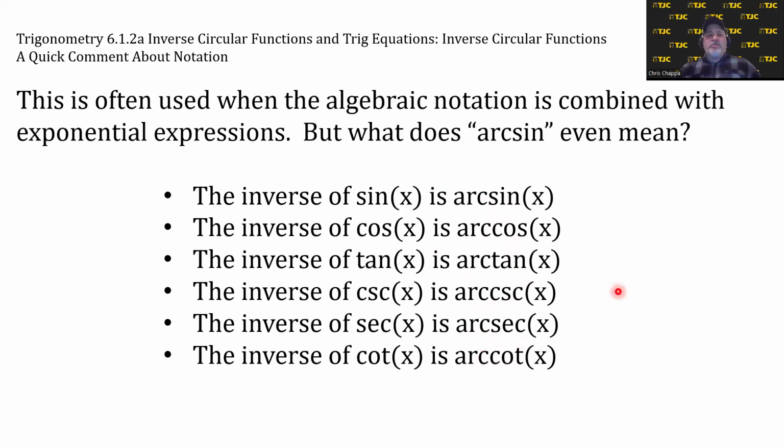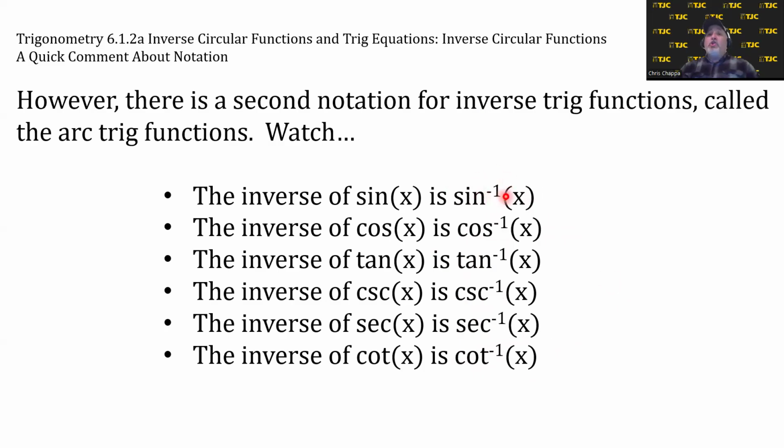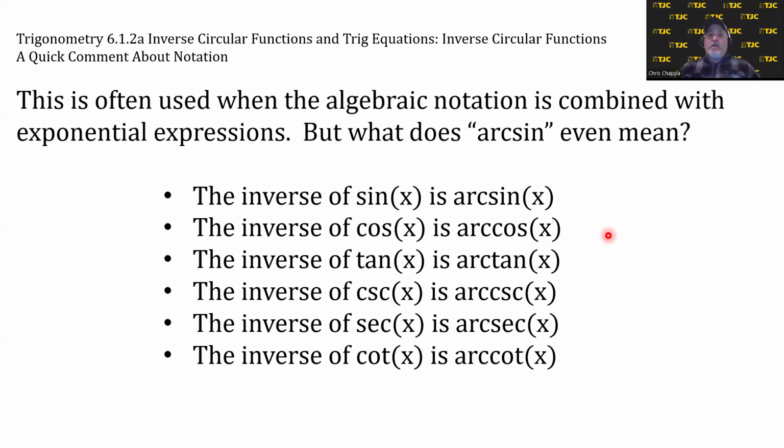Now, why would we do this? Well, this is often used when the algebraic notation with the little -1 is combined with exponential expressions, because after all, things that live up here normally represent exponents. So when you have things living up there that represent 2 different things at the same time, it can get confusing. But what does arc sine even mean, or where does that come from? Well, you might imagine that it comes from an arc of a circle, and you would be right.